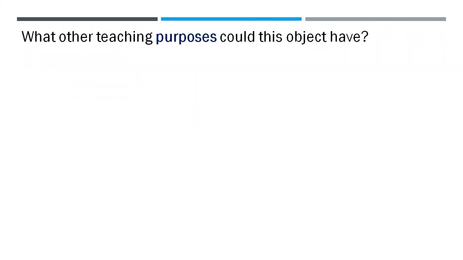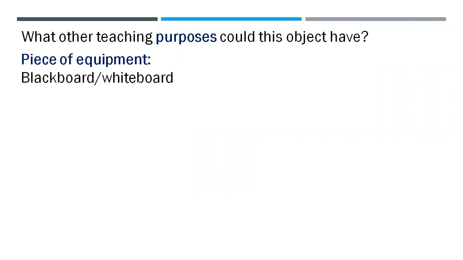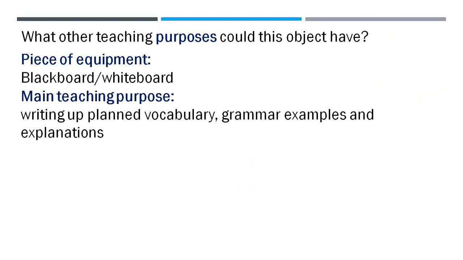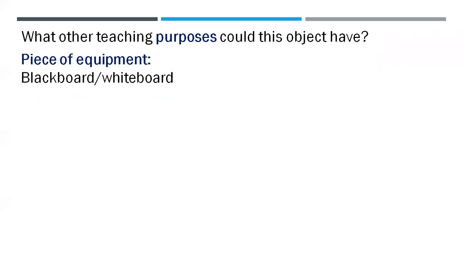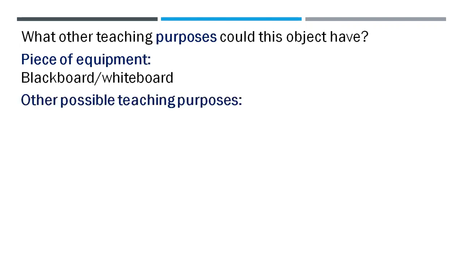Okay, well, now we are going to do a kind of task with you. I'm going to show you a piece of equipment, some aid, for example, a blackboard or a whiteboard, and I'm going to give you the direct main teaching purpose of this thing. For example, we usually use a blackboard for writing up planned vocabulary, grammar, examples, and explanations, right? And I want to ask you to think how else you can use a blackboard or a whiteboard in your class. So what could be other possible teaching purposes of this aid? Well, I'll leave you answers here, please.